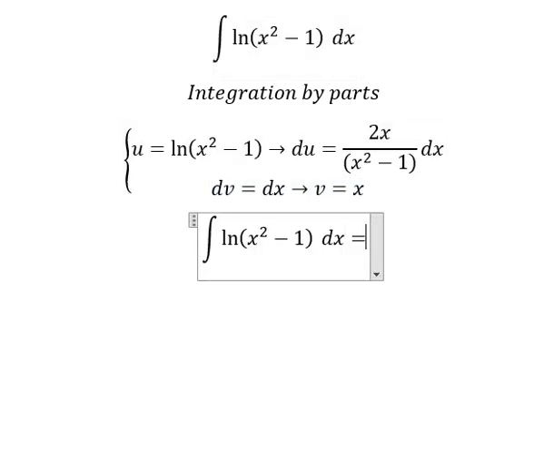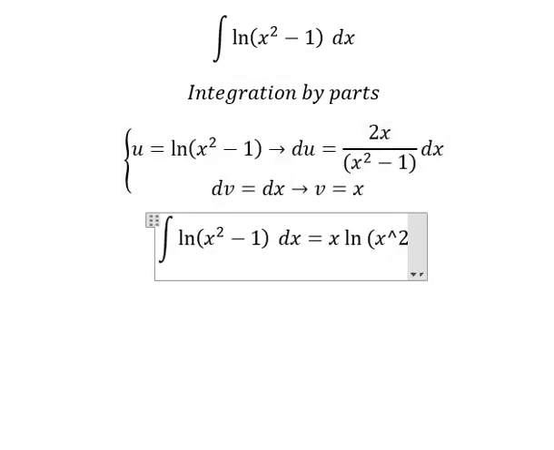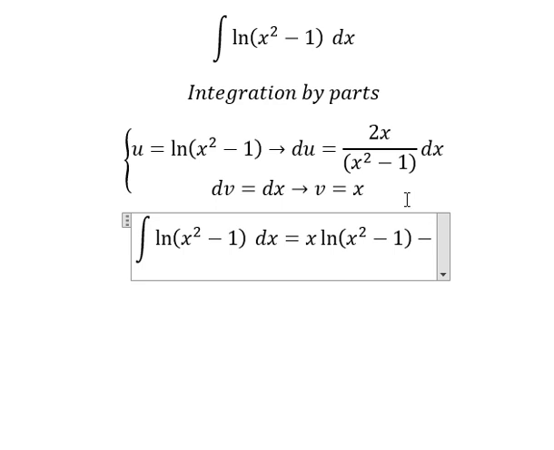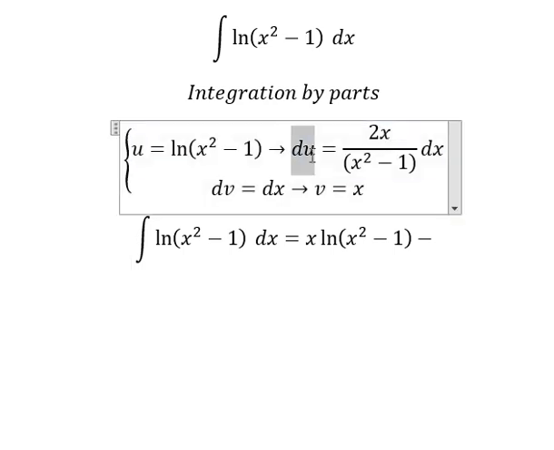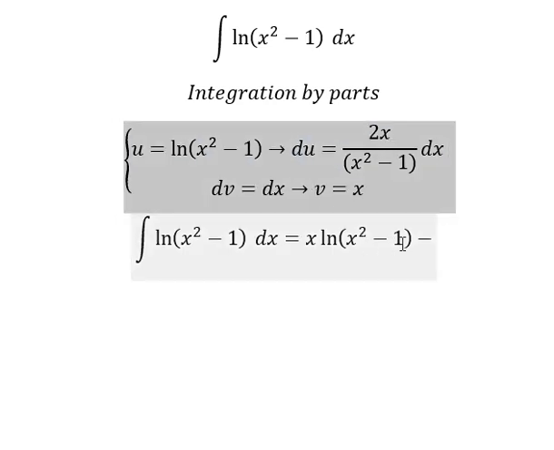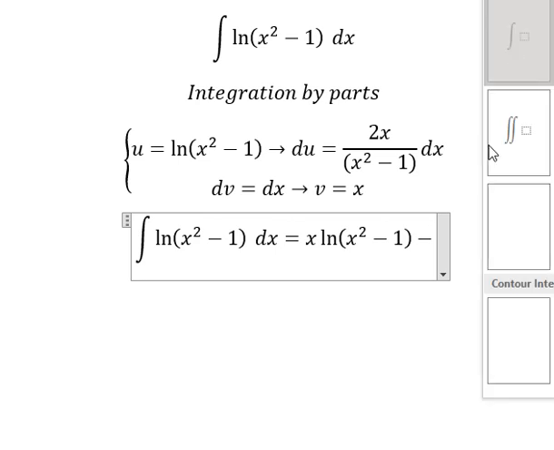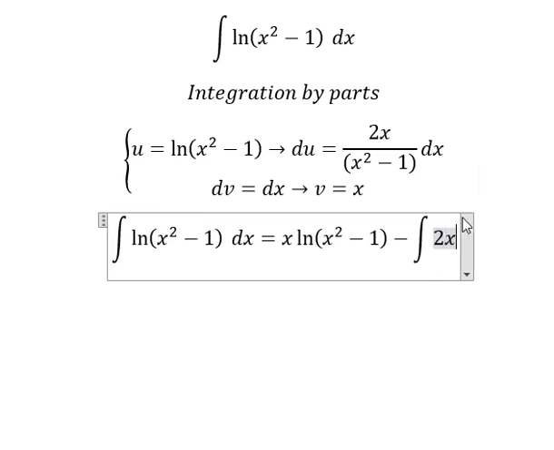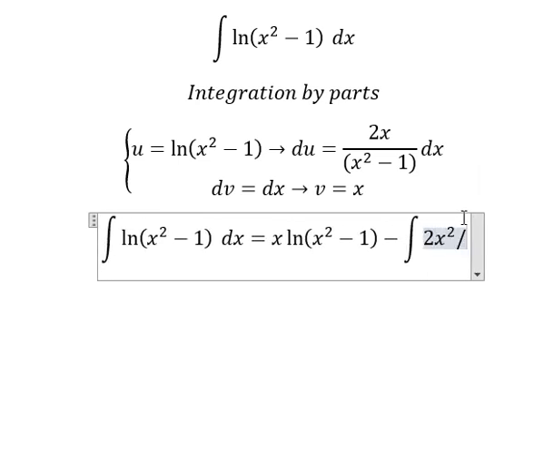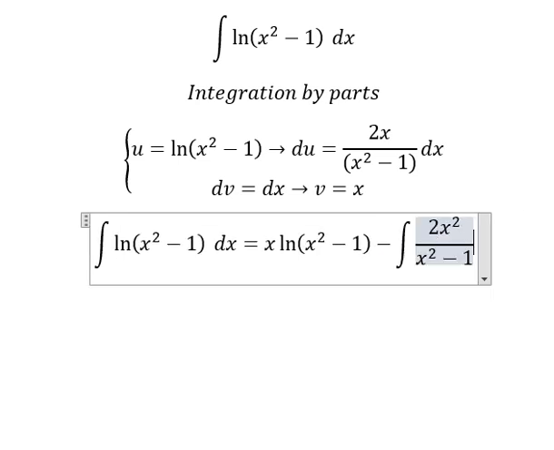So we have u multiplied by v, minus the integration of v multiplied by du. So we have the integration of 2s squared over s squared minus 1 ds.